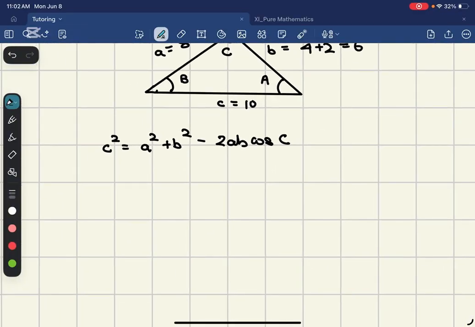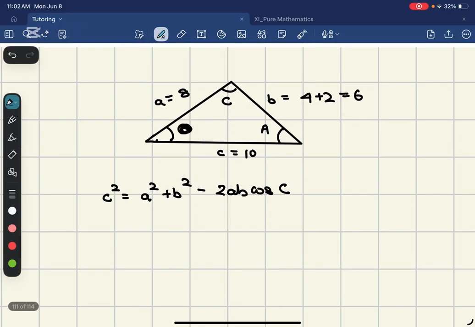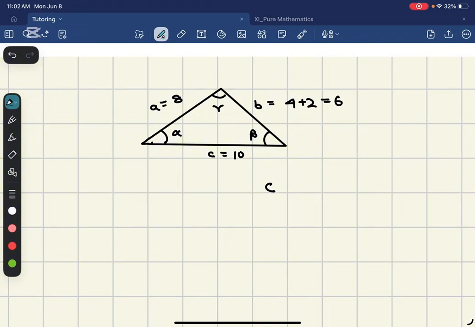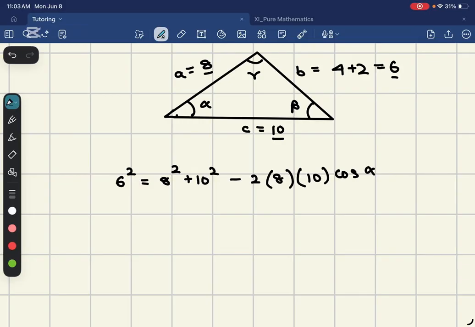So now, first of all, we are going to find angle capital B. We already have given these names. This is alpha, this is beta, this is gamma. So if I have to write the cosine rule in terms of the angle alpha, it's going to look something like this. The side opposite to alpha, which is 6, it's going to be 6 squared is equal to, you take your 2 sides, 8 squared plus 10 squared minus 2 times 8 times 10 cosine of alpha. That is how the formula is going to look.